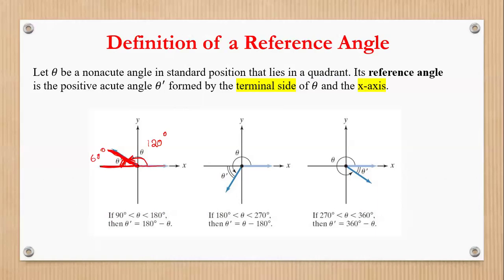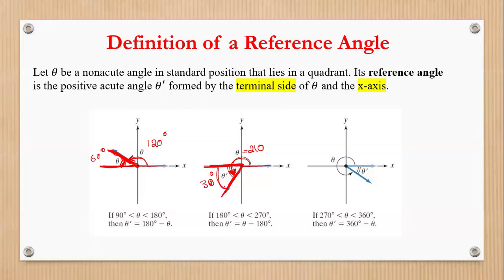If I have an angle in the third quadrant like this one, to find the reference angle, I need to find an angle between the terminal side and the x-axis, which is this angle. For example, if the angle theta is 210, the reference angle is 30 degrees because 210 is 30 more than 180.